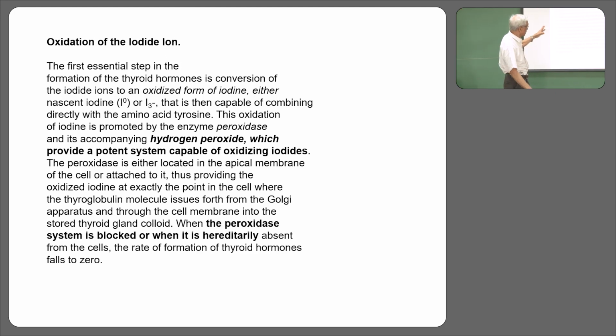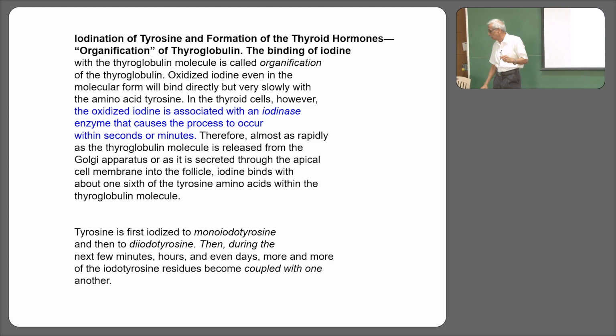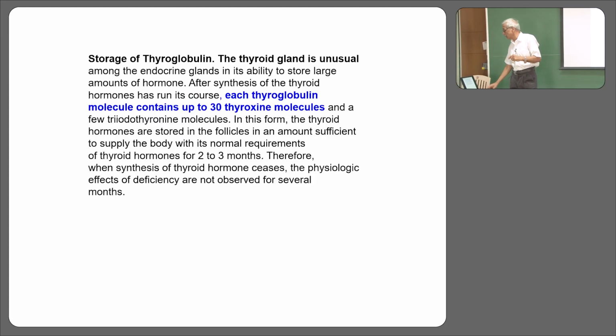So, the author tells us the importance of the peroxidase enzyme and oxidation, so that iodine can combine with tyrosine. This process is also called organification. Let us move on.